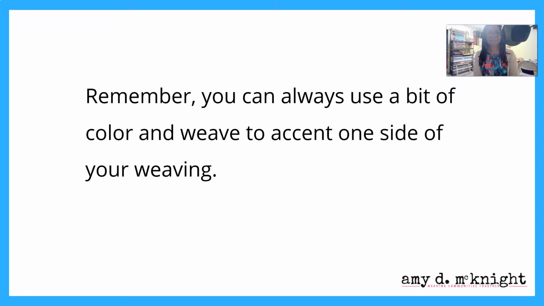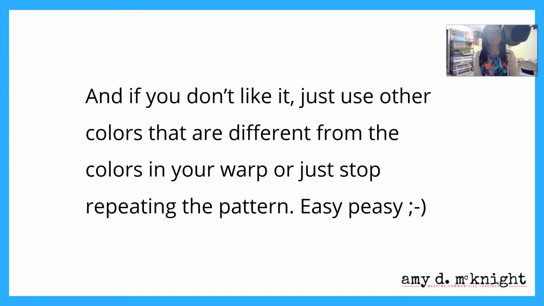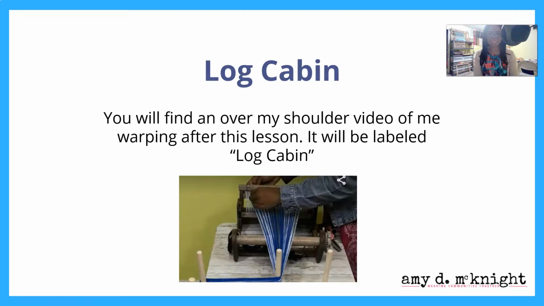You can always accent a bit of color and weave on one side of your weaving. You can just use it as an accent. And if you don't like it, just use other colors that are different from your colors in your warp, or just stop repeating the pattern. Easy peasy. Again, after this video, you're going to find an over my shoulder video of me warping log cabin. As you might have noticed, I warped them both on the same warp. So one section of my warp is log cabin and another section is color and weave, houndstooth.